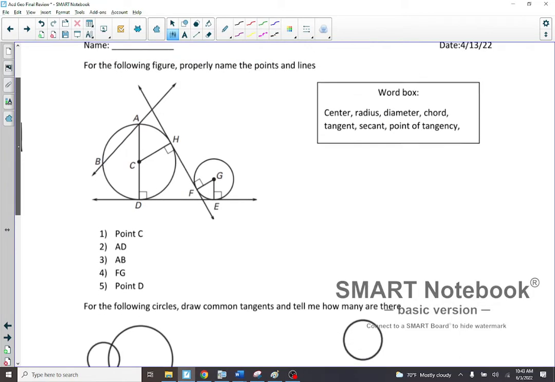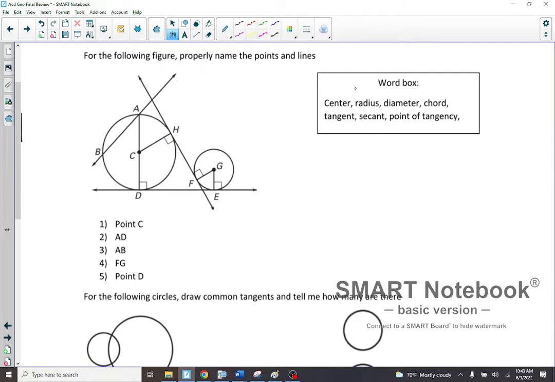So here we got 4 more pages. Let's take it down. The word box won't be relevant because on the test this is multiple choice. You're just going to pick which one it is. So let's do it based off here though. Point C is in the middle or the center of the circle. So that's definitely a center.